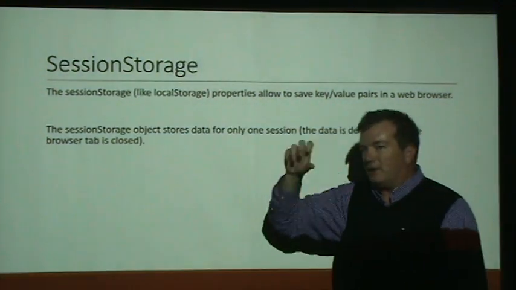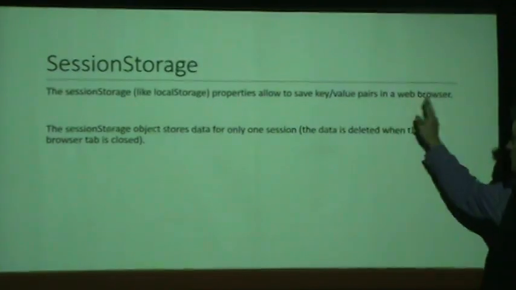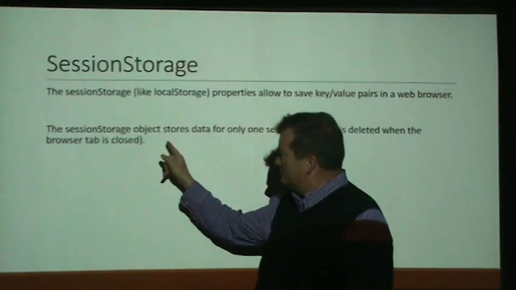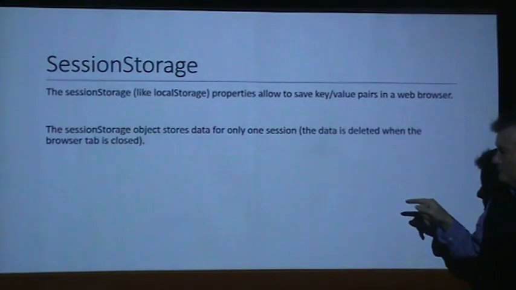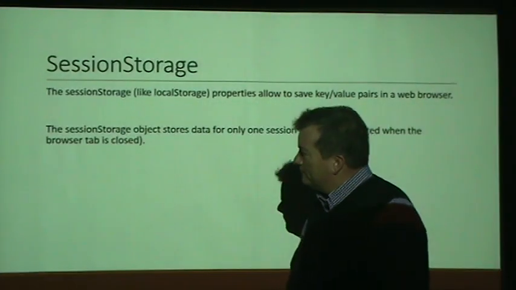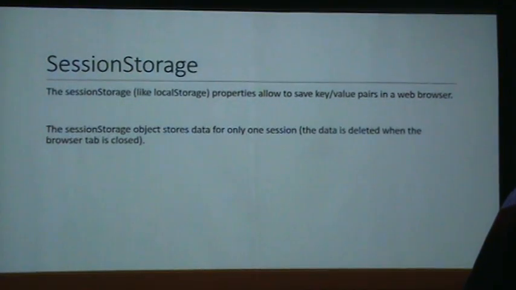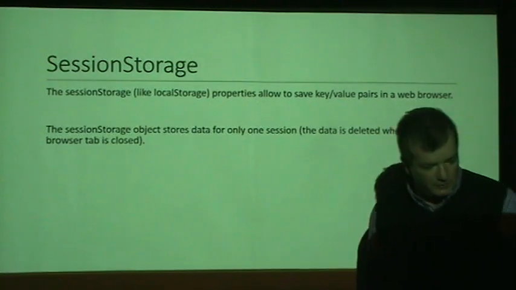So the session storage, like local storage, is allowed to save in key and value pairs. Email equals this, password equals this, right? So it's always stored in pairs, and it's stored on the web browser. Session storage objects store data only for one session. The data is deleted when the web browser is closed, or even if the tab is closed. So it works just like local storage, except it's tied directly to the session.